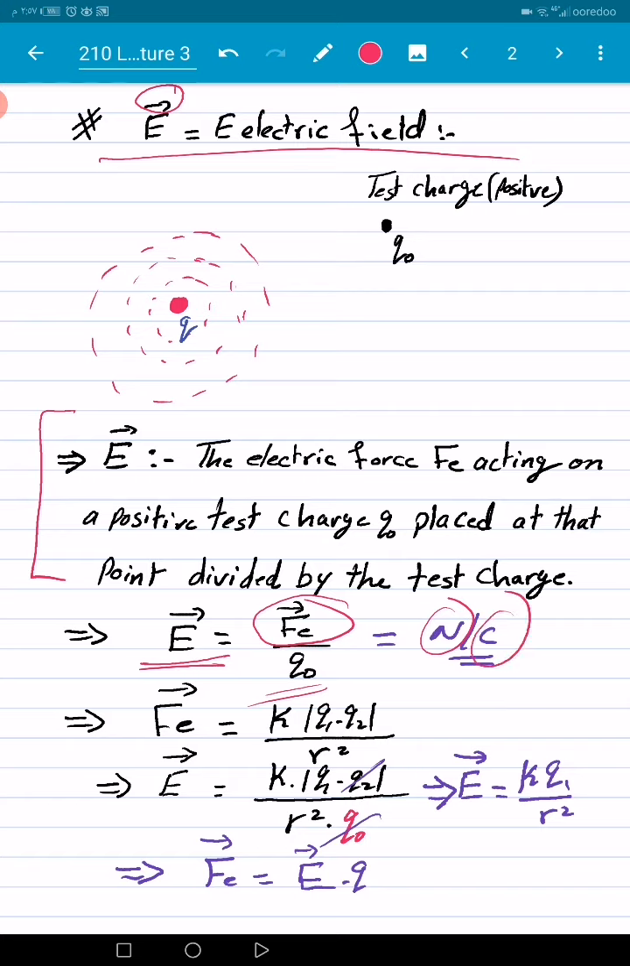From Coulomb's law, we find that the electric field is equal to K Q1 over R squared.